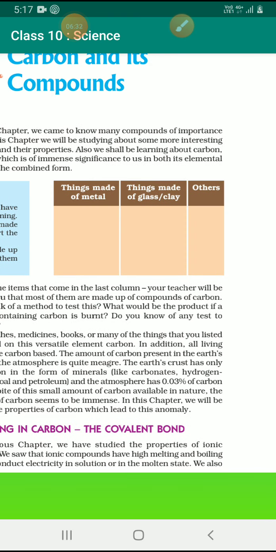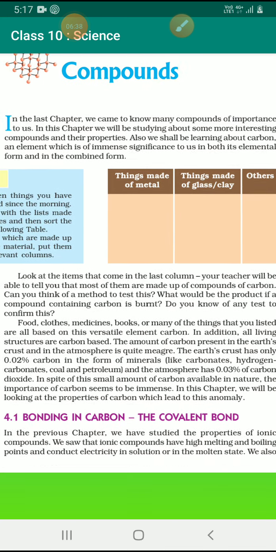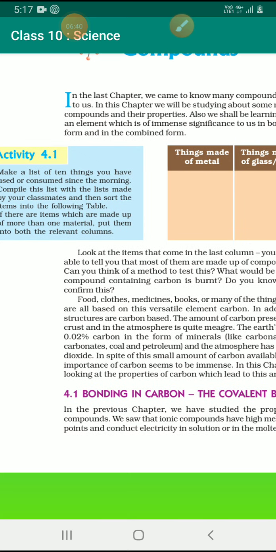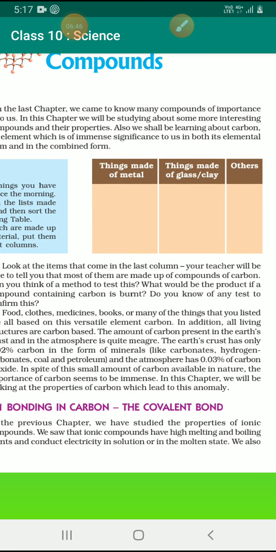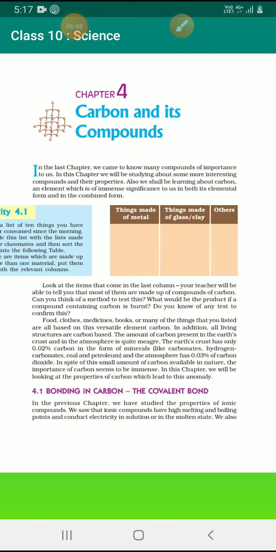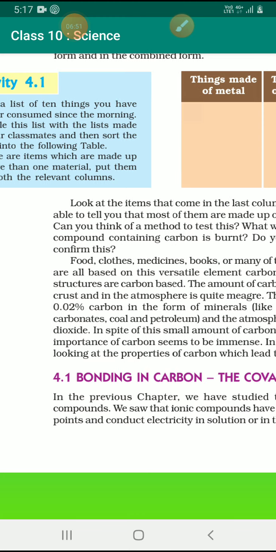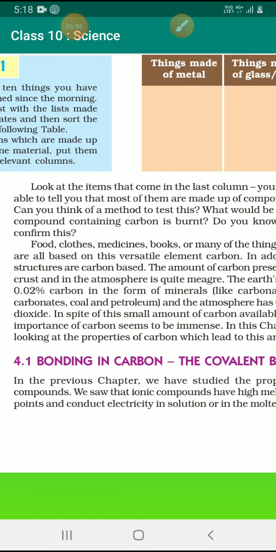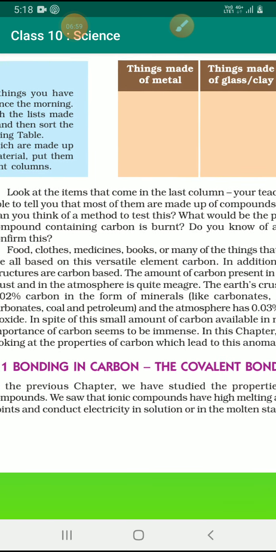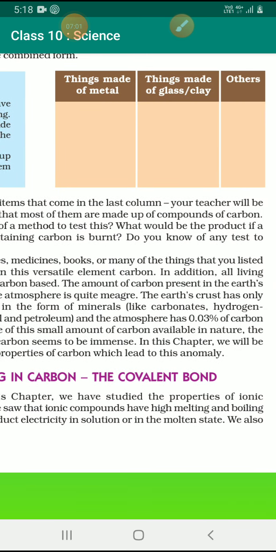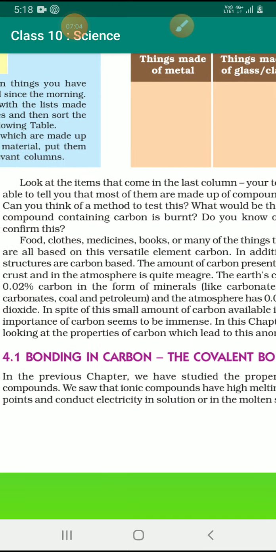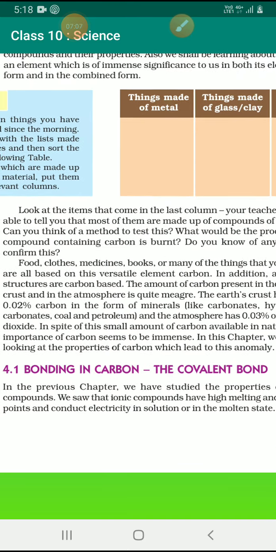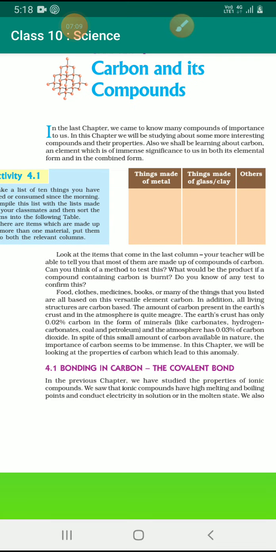Following table you have to sort it: things made of metal, things made of glass or clay, non-metals, and others. In that, you can observe that most of the compounds comprise carbon. Look at the items that come in the last column. Your teacher will be able to tell you that most of them are made up of compounds of carbon, isn't it? So most of the compounds that we use in our day-to-day life consist of carbon, in a combined form.